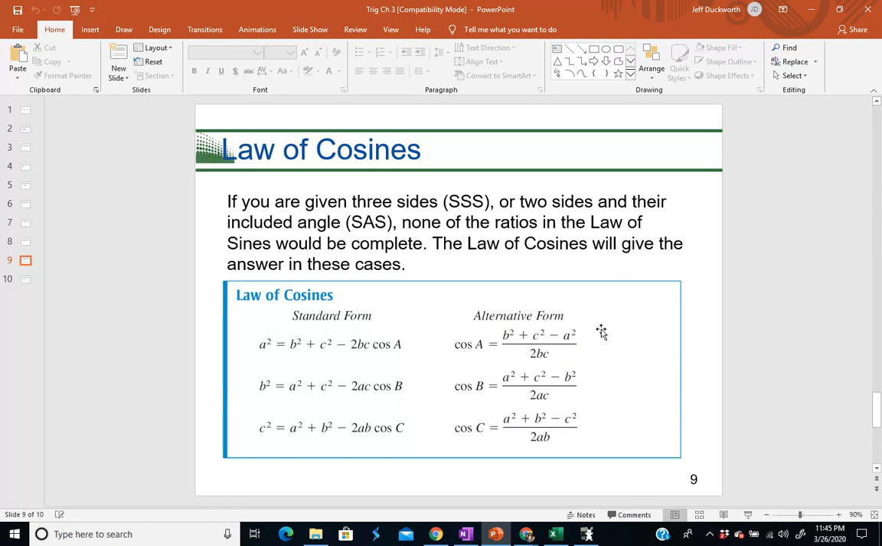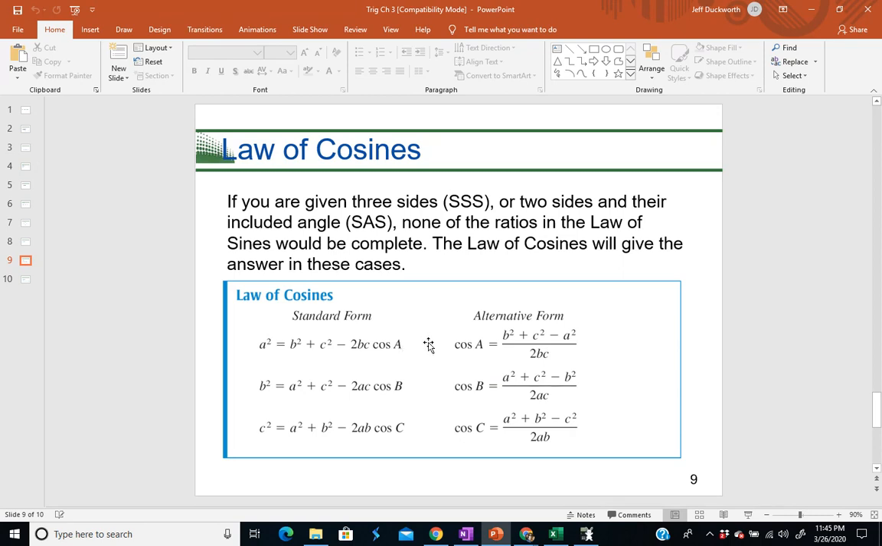These alternative forms are just the exact same formula with a little bit of algebra done. So if we look at this first one on top, if we subtract b squared and c squared from each side, and then divide by negative 2bc, the a squared turns negative. These, which would go negative when we subtract, become positive, and then we're dividing by 2bc, getting cosine of a alone. So just a couple algebra steps will get us to the different formulas.